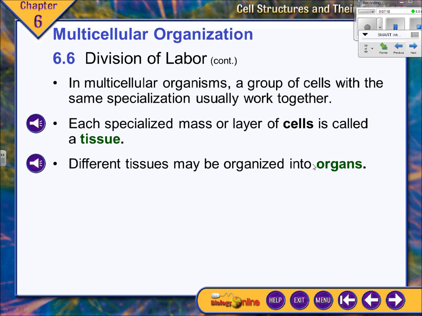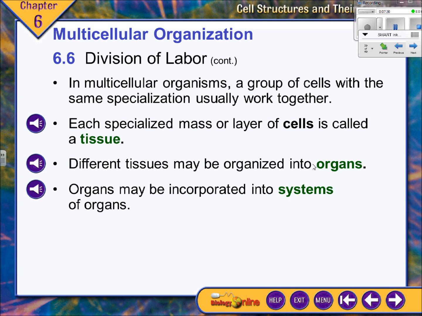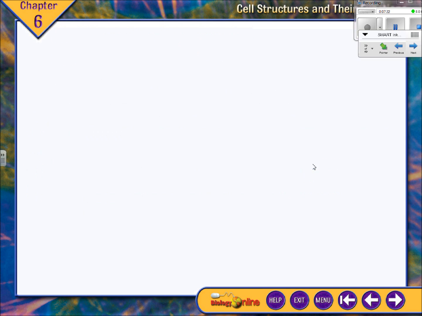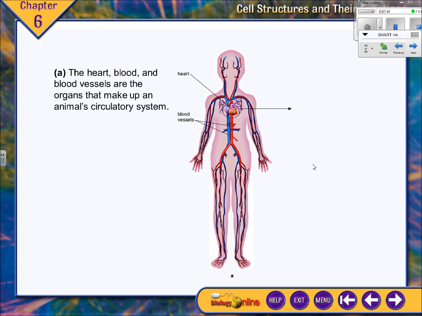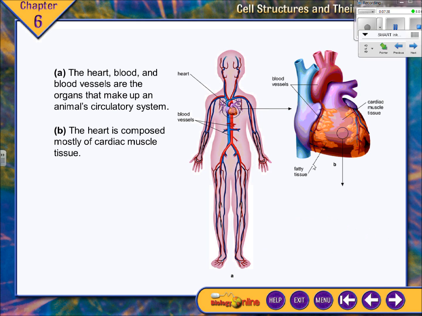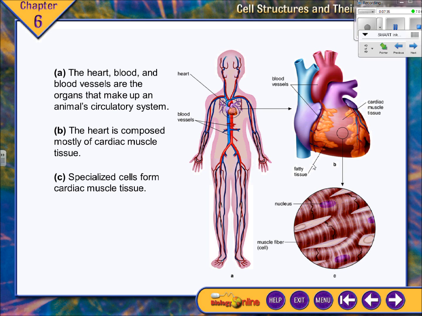Okay, so like we said, tissues make up organs, organs make up systems. And then here's the circulatory system. Here's an organ in the circulatory system, the heart. And you can see the different tissues, even fatty tissues, muscle fibers. And again, these cells get so specialized, they don't look like our cell models anymore.